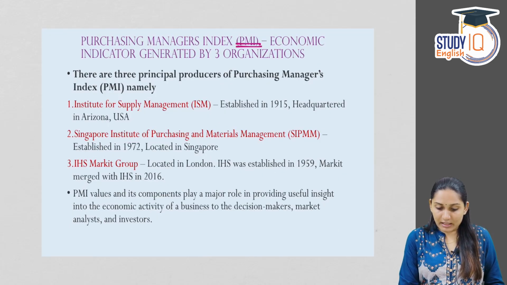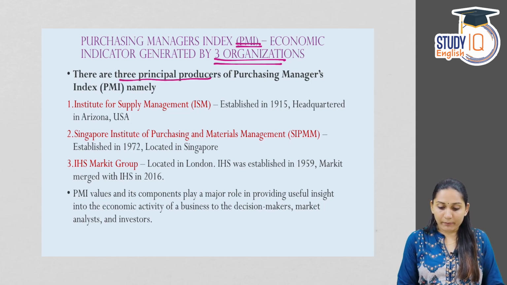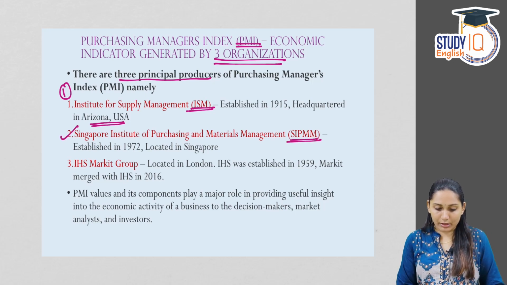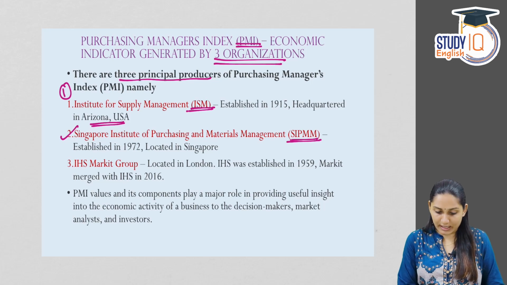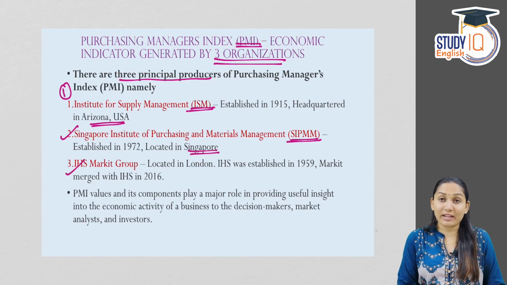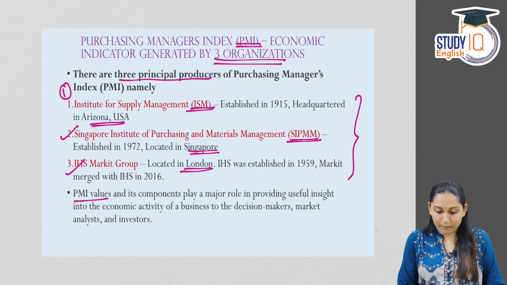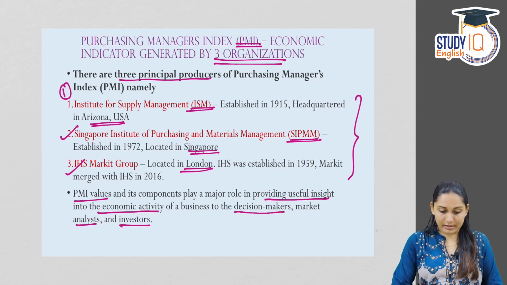PMI economic indicator is generated by 3 organizations. There are 3 principal producers of Purchasing Managers Index. One is the Institute of Supply Management, ISM. It is headquartered in the USA. Second one is SIPMM, that is Singapore Institute of Purchasing and Materials Management. It's in Singapore. And IHS Market Group, which is very popular, is in London. So these are the 3 producers of PMI. PMI values and its components play a major role in providing useful insight into the economic activity of a business to the decision makers, market analysts and investors.